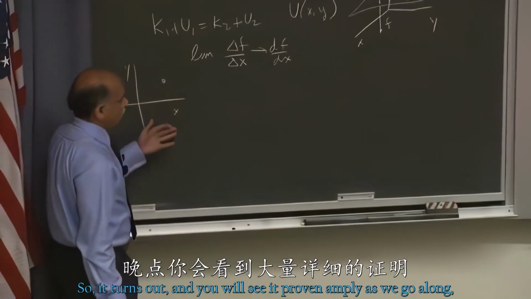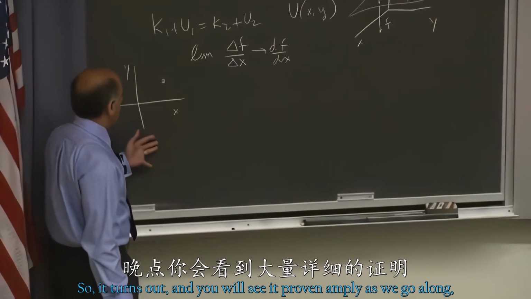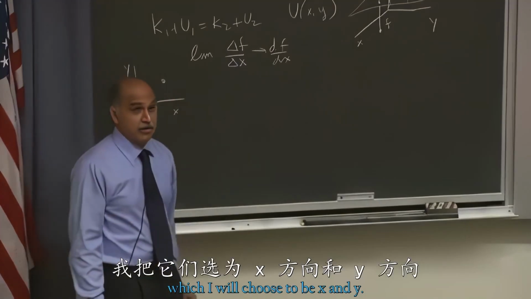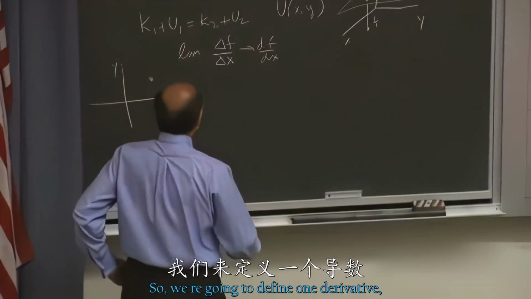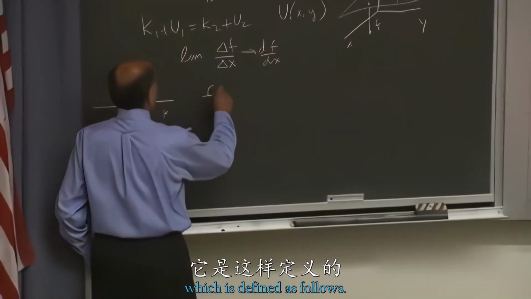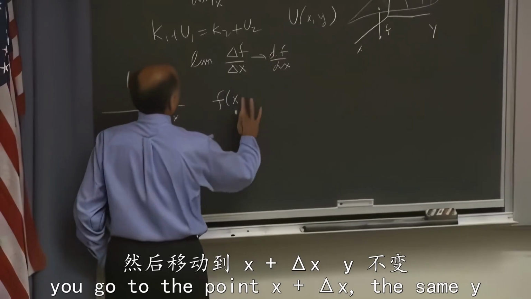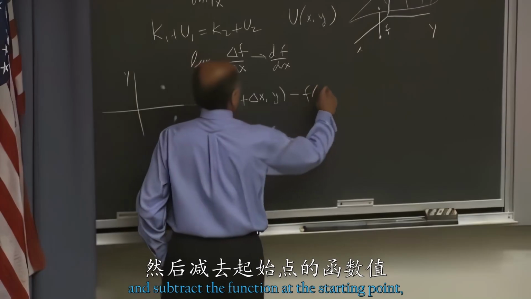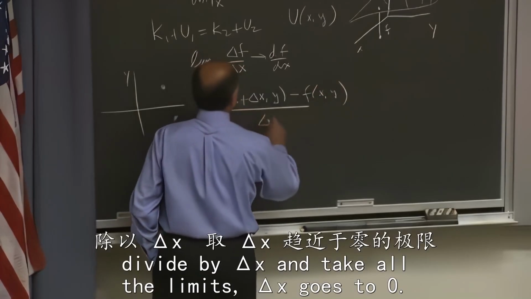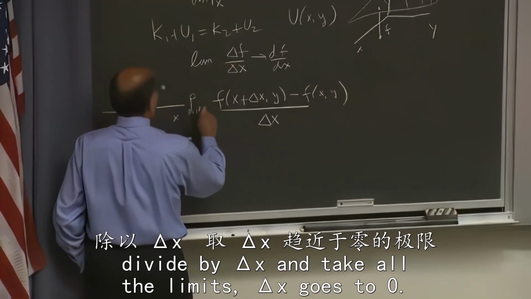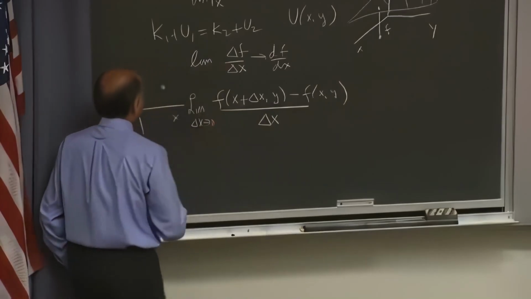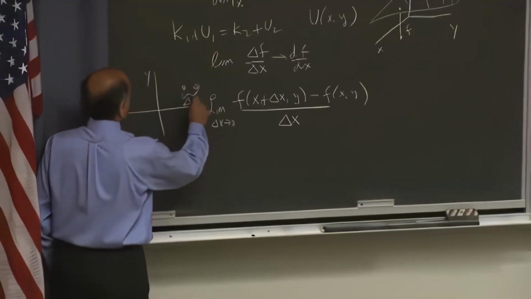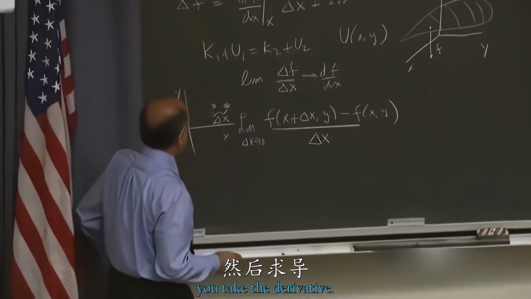So it turns out, and you will see it proven amply as we go along, that you just have to think about derivatives in 2 principal directions, which I will choose to be x and y. So we're going to define one derivative as follows. You start at the point xy, you go to the point x plus delta x, same y, and subtract the function at the starting point, divide by delta x, and take the limit as delta x goes to 0. That means you go from here to here. You move a distance delta x, you find the change in the function, you take the derivative.